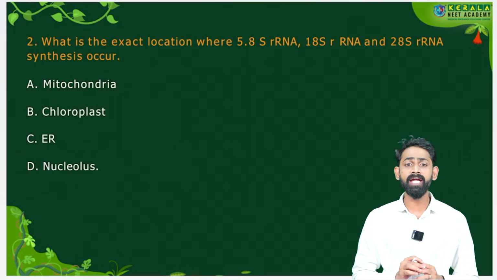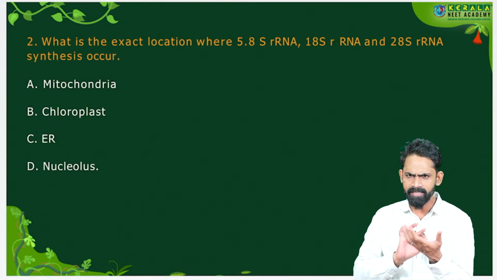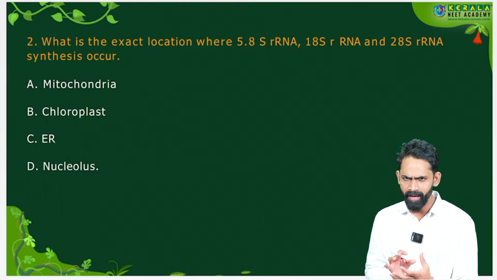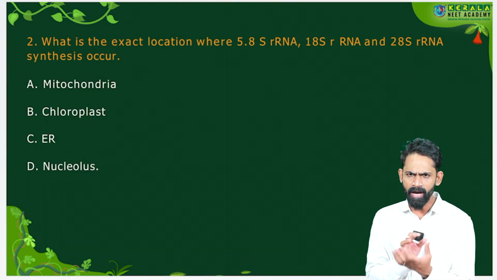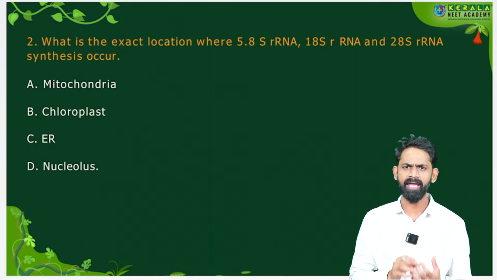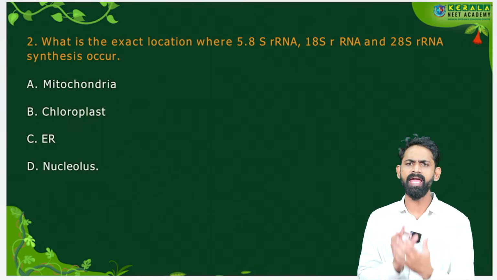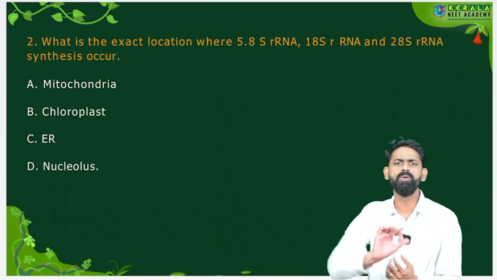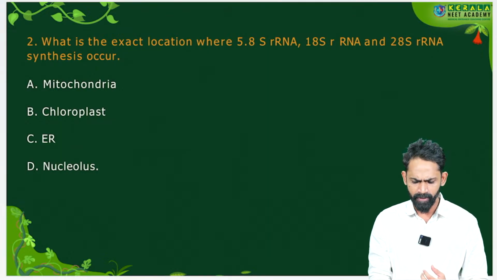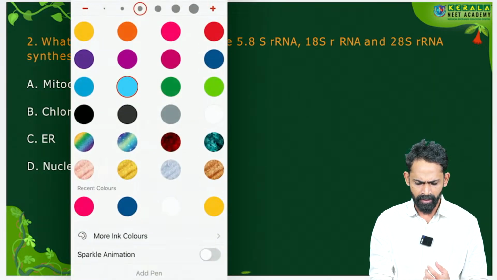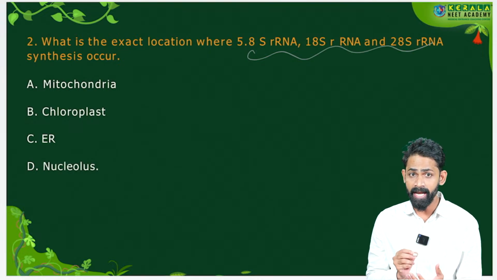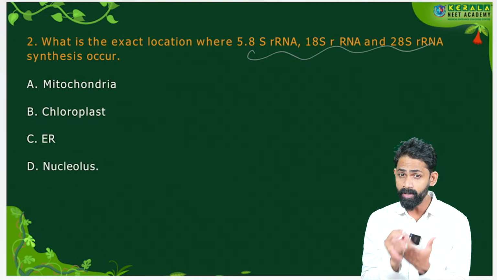The second question is a nice one, where I connected the cell and molecular biology. What is the exact location where, carefully observe, 5.8S rRNA, 18S rRNA and 28S rRNA synthesis takes place? So how I correlated it with molecular biology, you will see when you read this. When I said this, these are 5.8S rRNA, 18S rRNA and 28S rRNA.